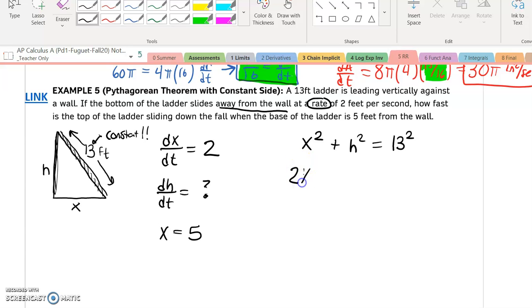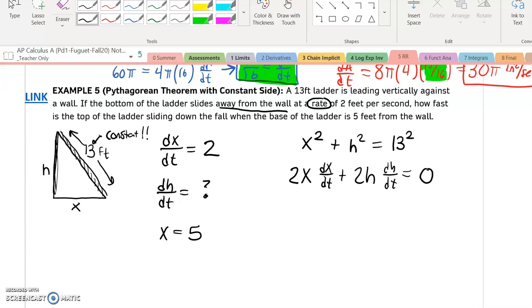Let's go ahead and take the derivative of this. So it's going to be 2x dx/dt plus 2h dh/dt. This is not 2 times 13, no power rule here, right? The derivative of a constant is 0. So there is our derivative.